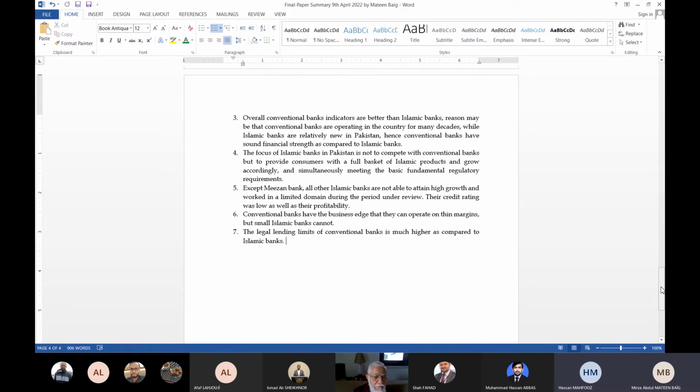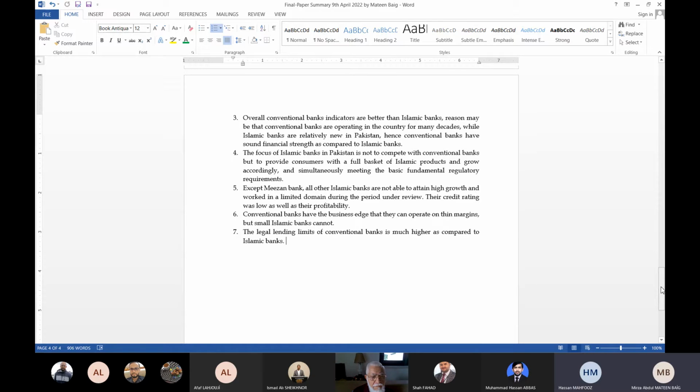Point number 6: conventional banks have the business edge that they can operate on thin margins, but small Islamic banks cannot. This means conventional banks have a large customer base and the appetite to work on thin margins by broadening their financing base. But the same leverage is not available to Islamic banks, because they have limited customers. Their lending limits are limited, so they cannot lend on thin margins. They have to lend at a higher cost as compared to the conventional banks.